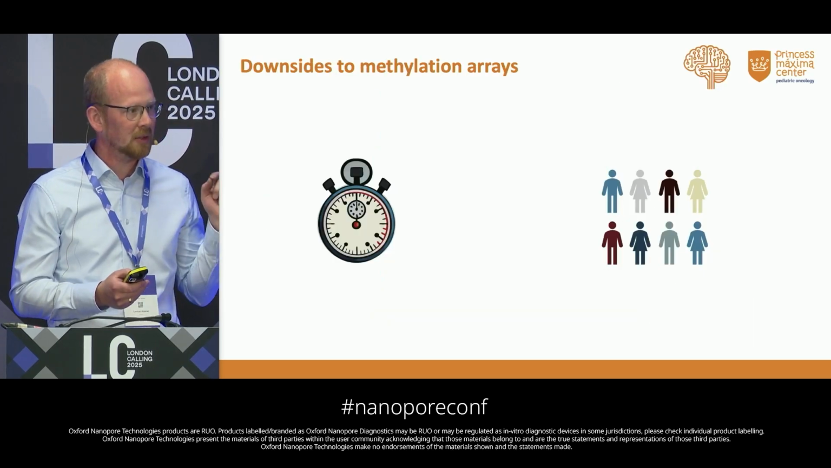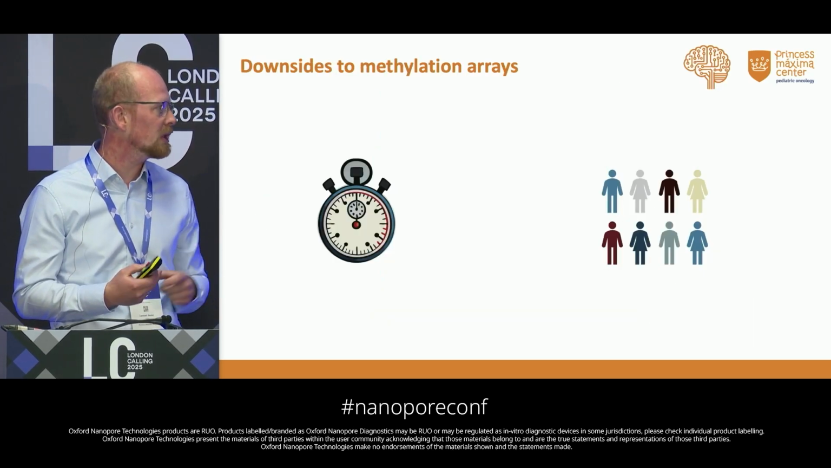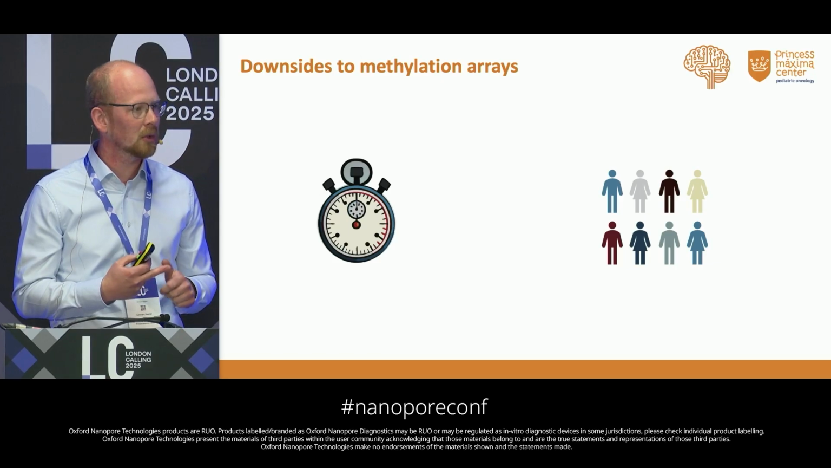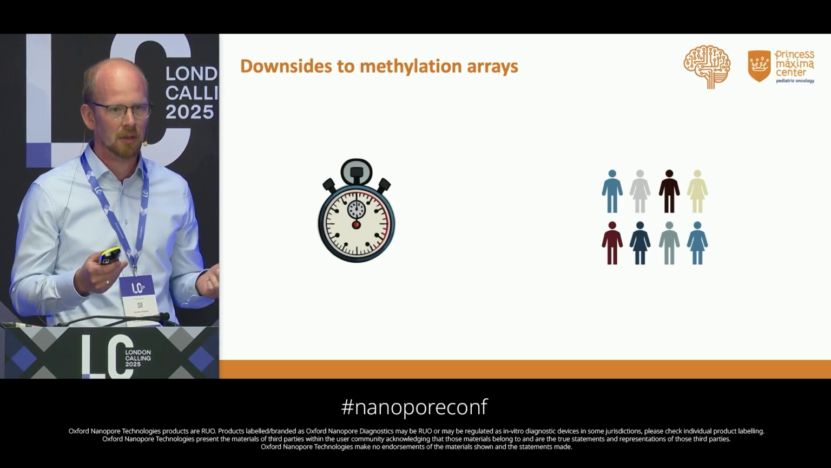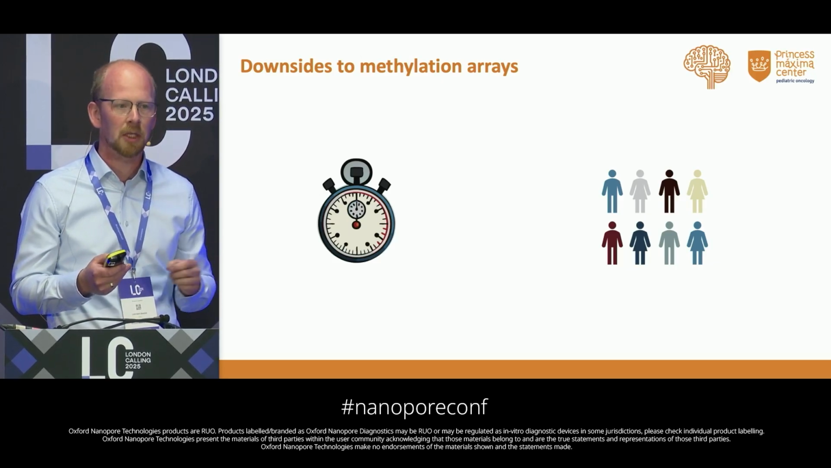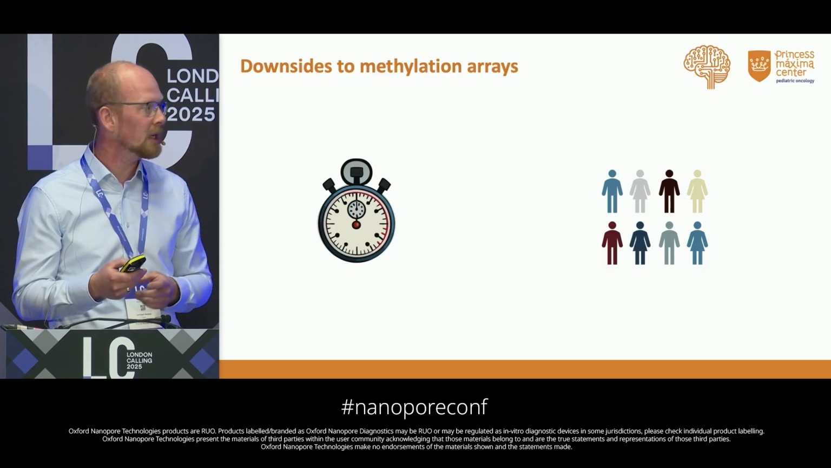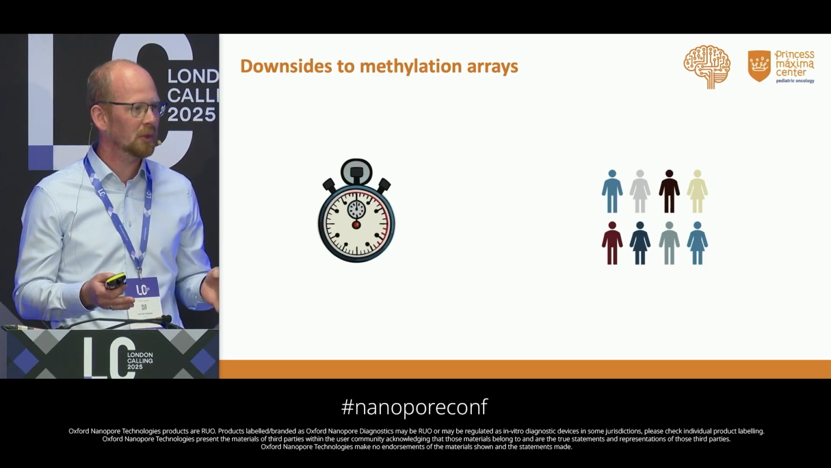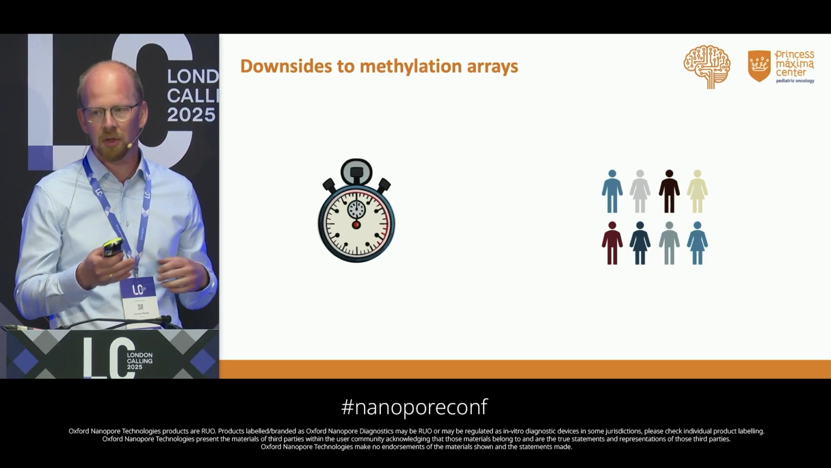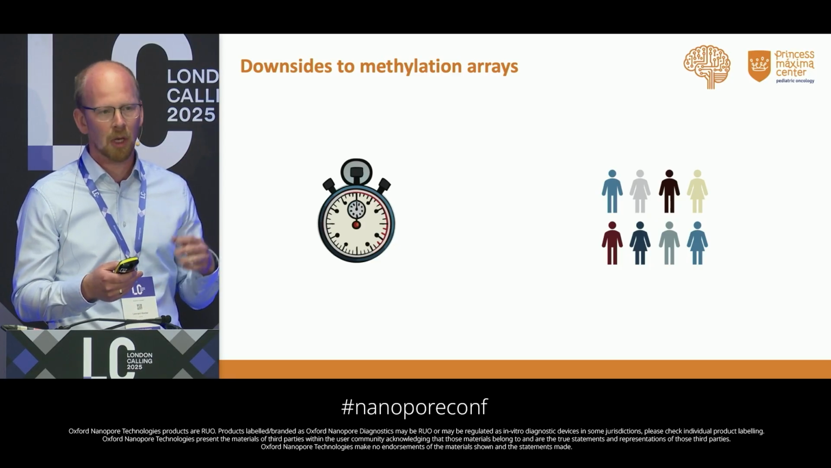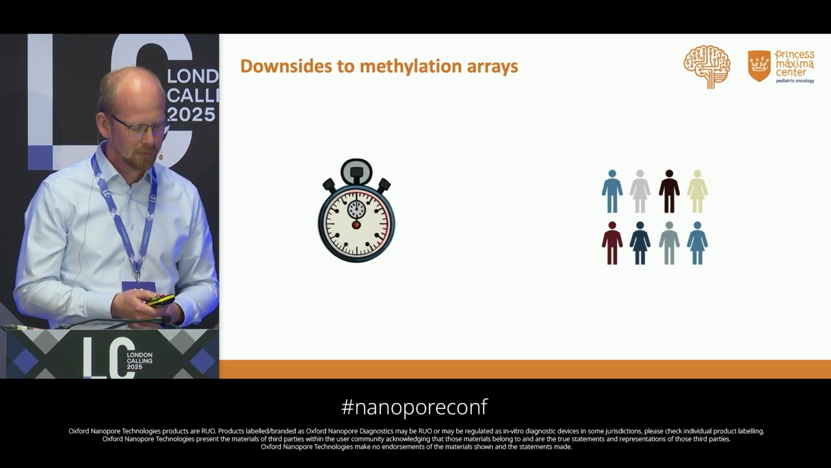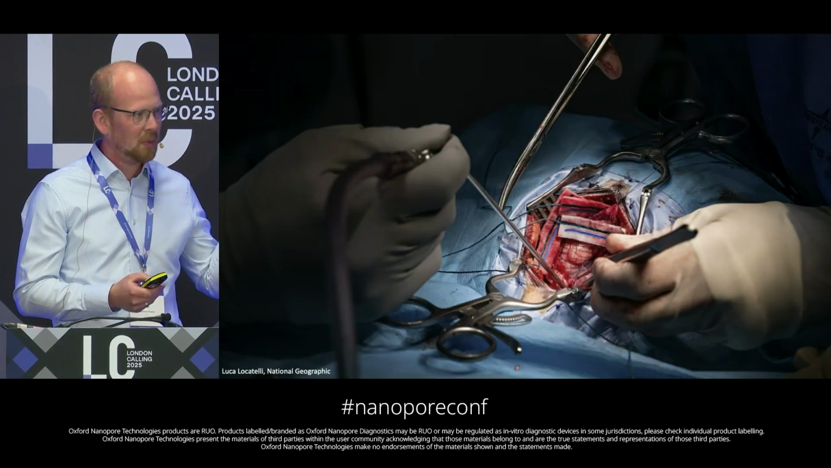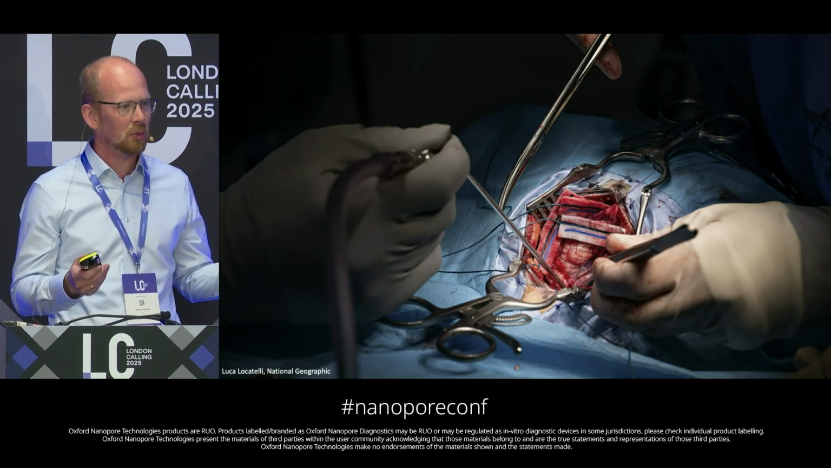Now this is great and this works very well, but it comes with a few important downsides. One is time. So it takes about a week to 2 weeks to run these arrays. And another big problem, especially if you want to do this in a clinical setting, is that you need 8 samples to fill the machine. So that means that sometimes if you don't have the number of patients, turnaround times might be much longer. And this is especially problematic if you're in a brain tumor surgery.